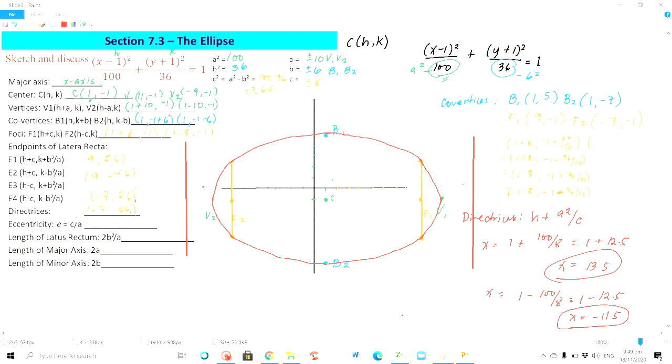Eccentricity is equal to C over A. So, that's 8 over A is 10, 0.8. So, it proves that this is an ellipse. Okay, so 2 and B squared over A. So, that's 36 over 10 is 7.2 units. The other one is 2 times, what is your A? 10, so that's 20 units. And what is your B? 6, that's 12 units.